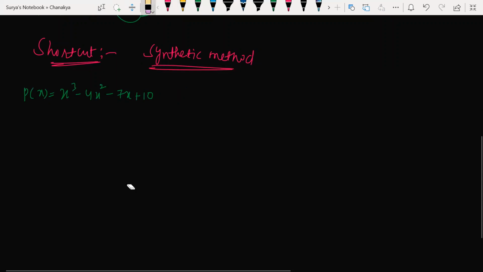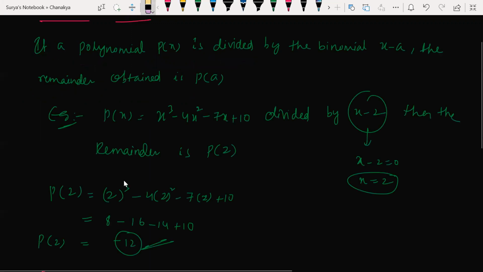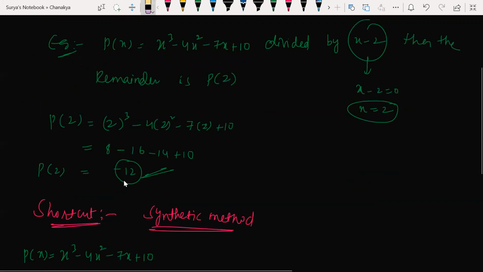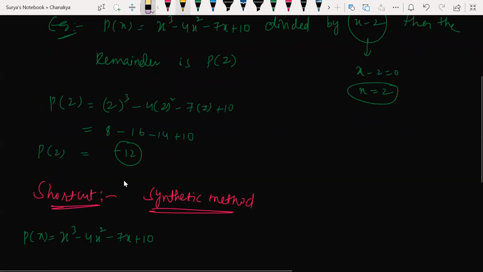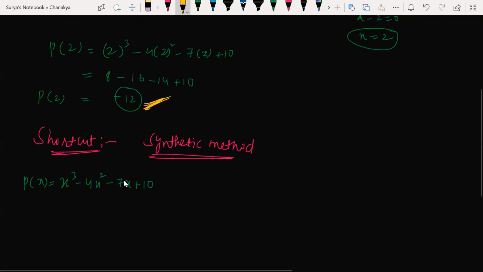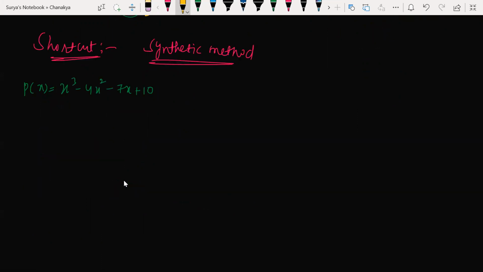Now let's say we need to find the roots. In the first part, we learned the remainder theorem. By using the remainder theorem, I found the remainder of the polynomial when you divide the given polynomial by x minus 2. Now by using the synthetic method, you can factorize a cubic polynomial. How can you factorize this? First of all, you take x is equal to 1. If you try to substitute 1, minus 1, one second.